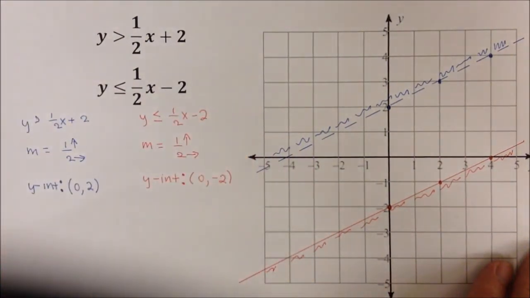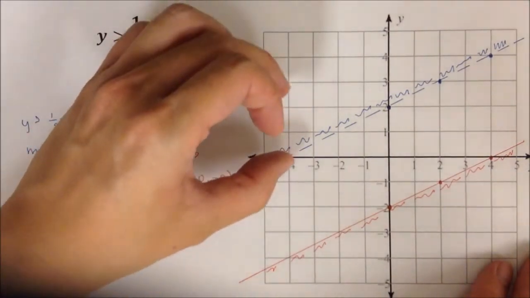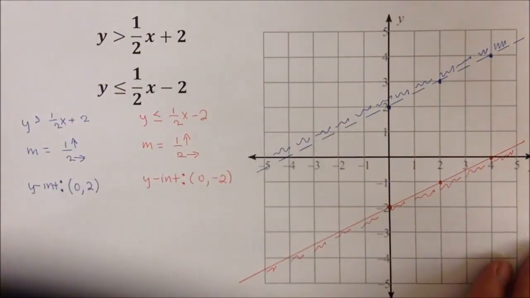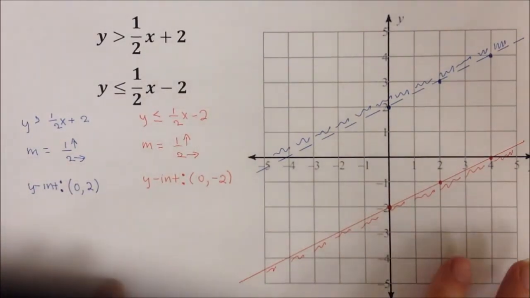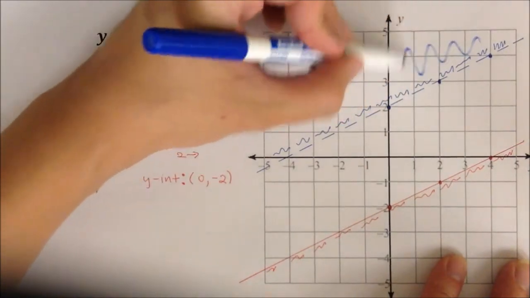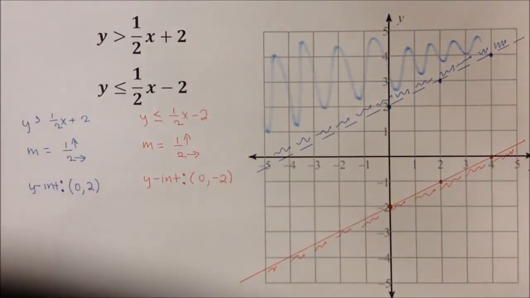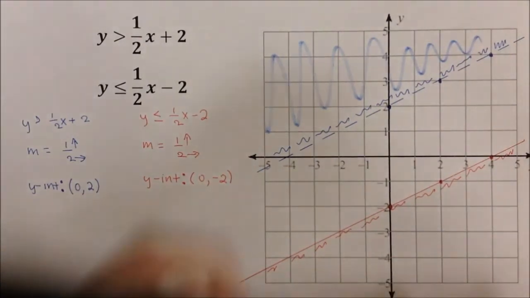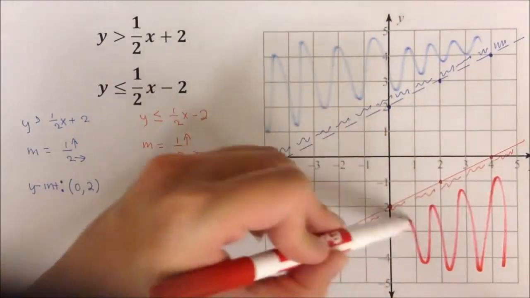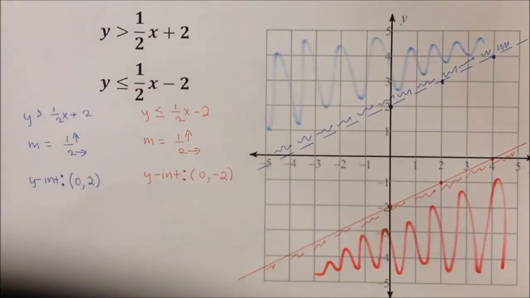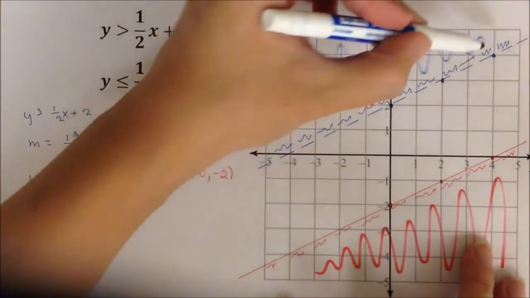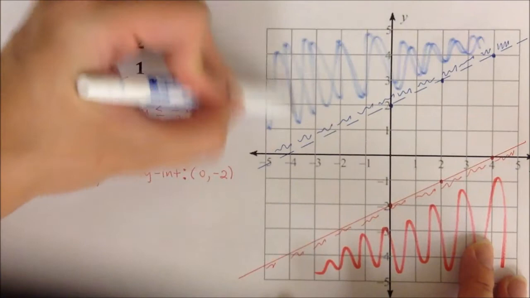So I'm looking at the graph. The blue one is going to be above the line. So if it's going to be above the line, the shading is going to be up here. Now for the red one, the second one, the shading is underneath. So the shading will be here. Now let me darken this again. Alright.